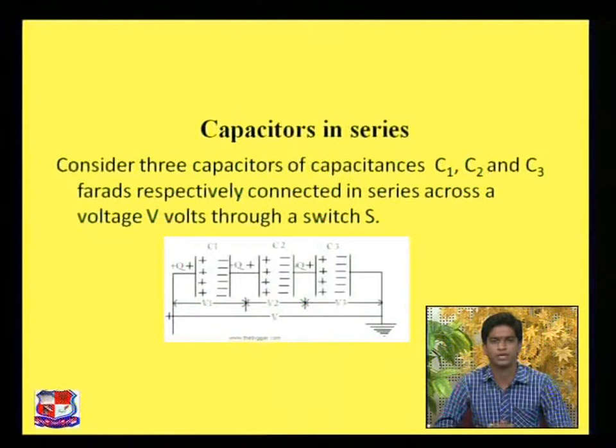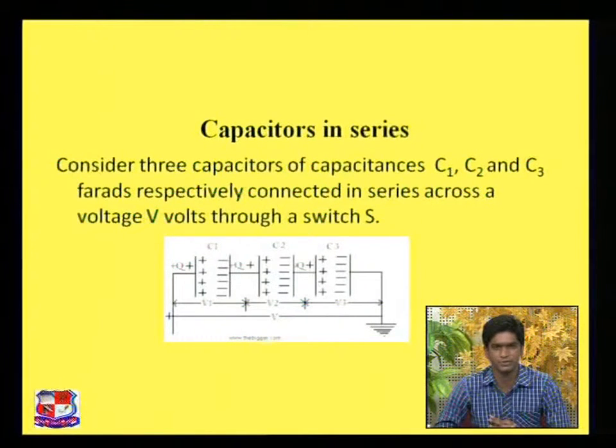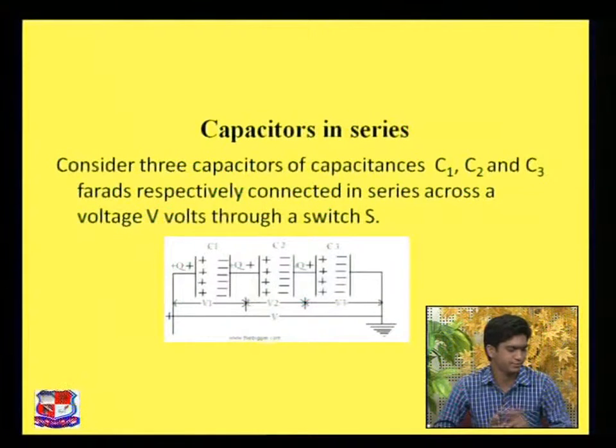Remember that if we are putting capacitors in series, then the charge accumulated on each capacitor will be equal, but the voltage of each capacitor will be different. We have seen that if we are putting 3 resistances in series, then the current in the circuit will be the same and the voltage will be different. Same here, if we are putting 3 capacitors in series, then the charge accumulated on each capacitor will be the same and the voltage of each capacitor will be different.